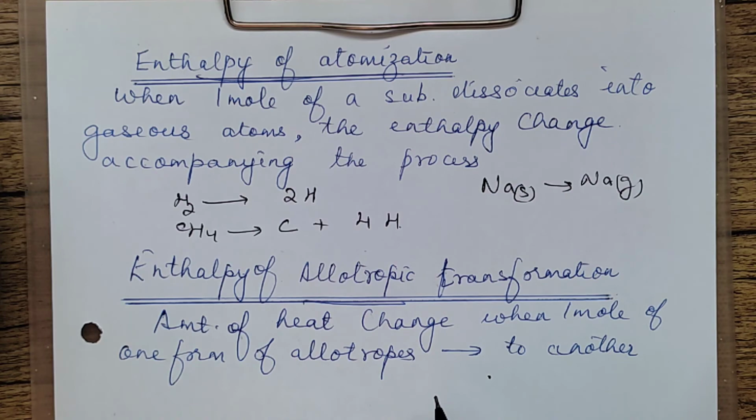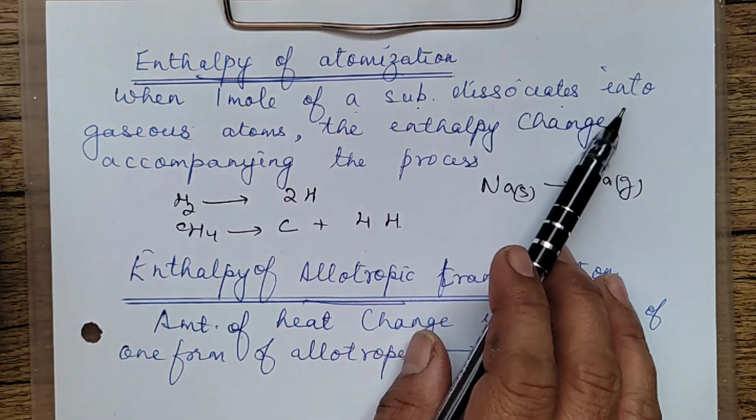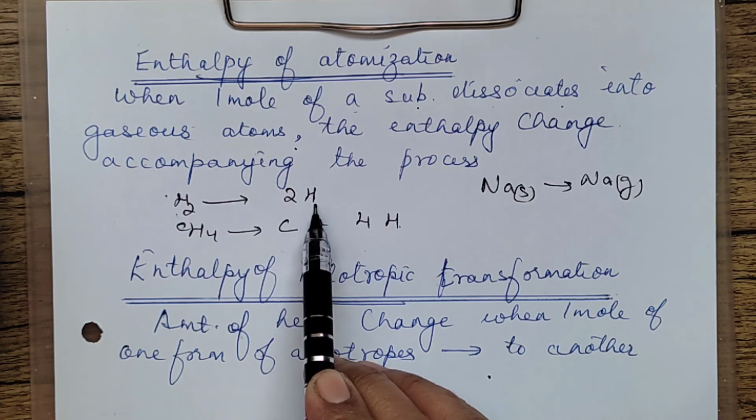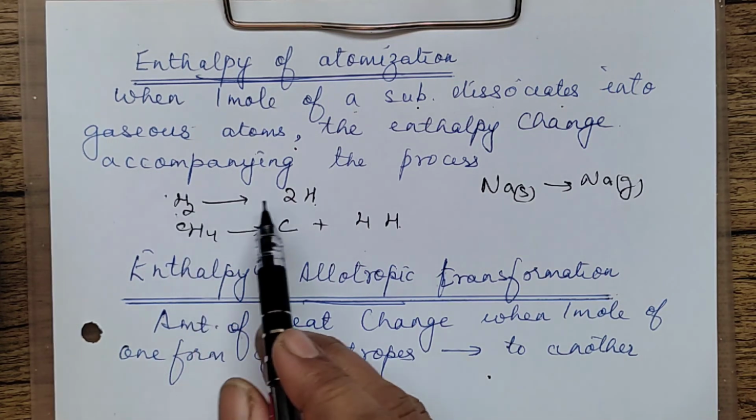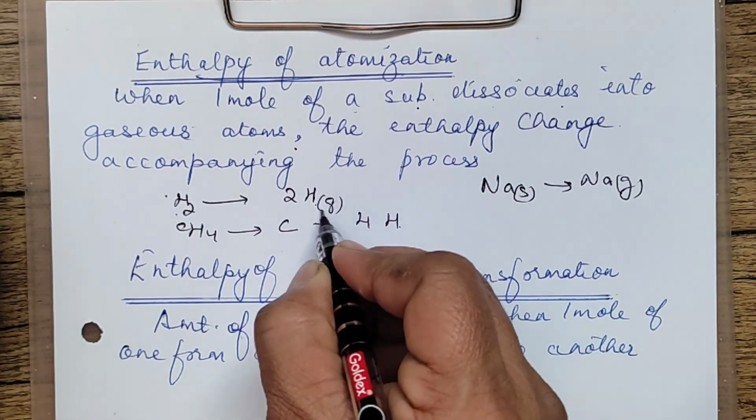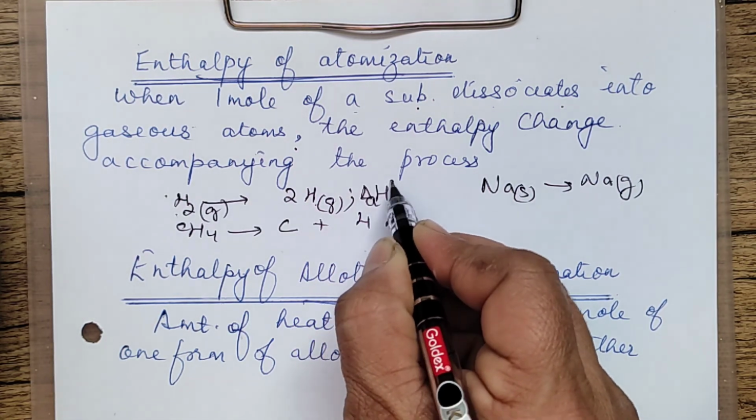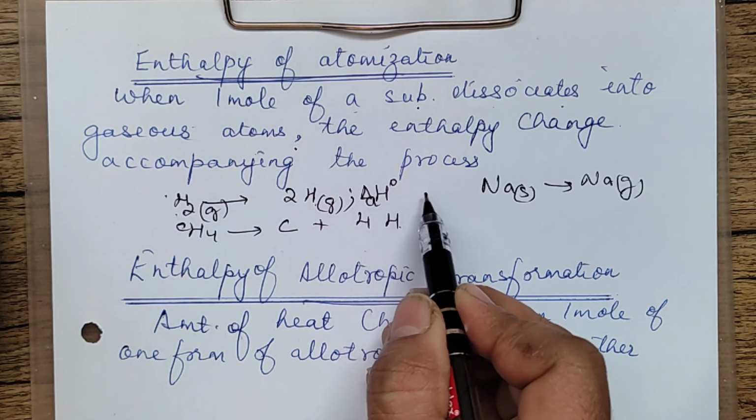Enthalpy of atomization. Enthalpy of atomization says when 1 mole of a substance dissociates into gaseous atoms. Take 1 mole of H2 dissociating into gaseous atoms. What is the enthalpy change accompanying it? Most of the time this is endothermic. Energy will always be required to break the bond. So H2 forms 2H, both in the gas state. What is the enthalpy required? You will represent it like this if it is the standard enthalpy of atomization.